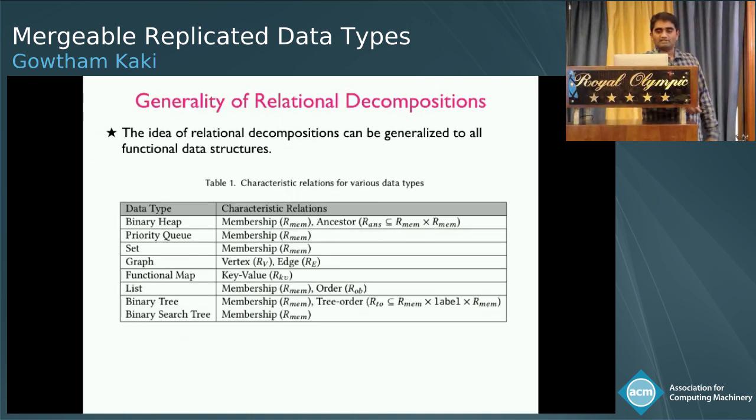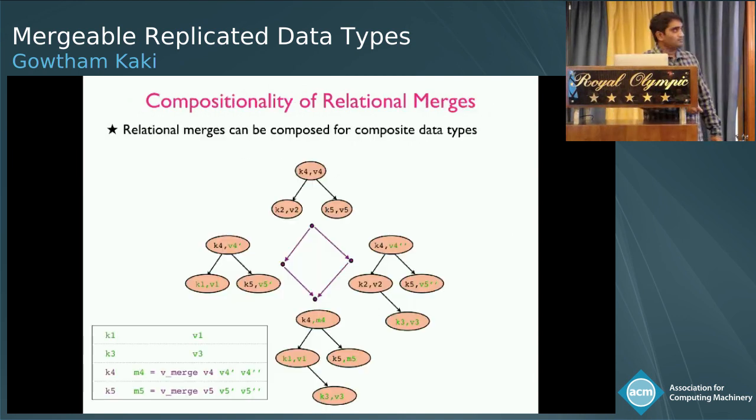So we found that relational decomposition is quite a general idea. It applies to many data structures. The important thing is not to look at the details here, but rather to observe that such decompositions exist for all the data structures. It's also compositional. The example can be found in the paper.